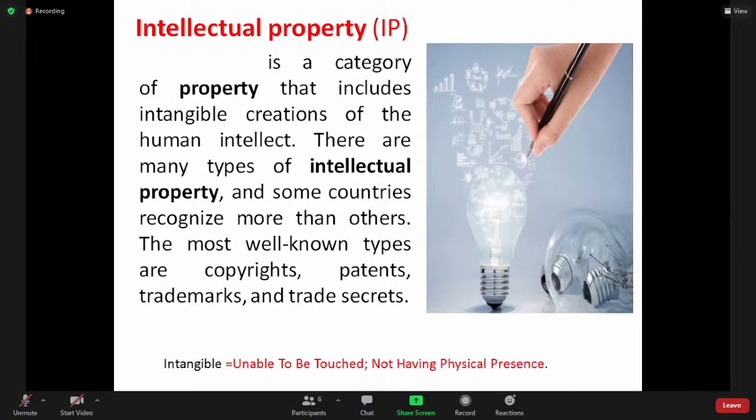There are many types of intellectual property, and some are recognized more than others, like copyright, patents, trademarks, and trade secrets. Here you can see this is a tangible property, an electric bulb. But from that bulb, what you get is the light. That is an intangible property. It is just like that.